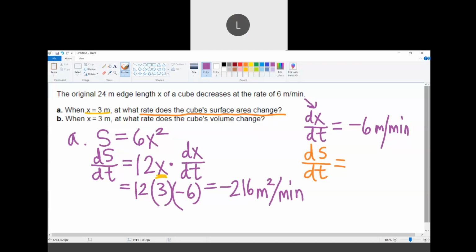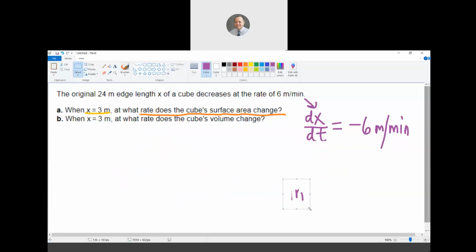Now, part B, at what rate does the cube's volume change? So the dx dt is still the same. And let's get the cube formula for volume. For a cube, the volume is V equal to x cubed.